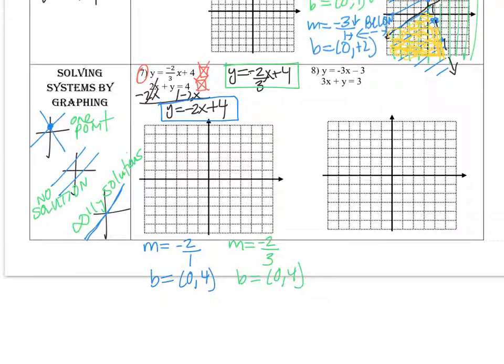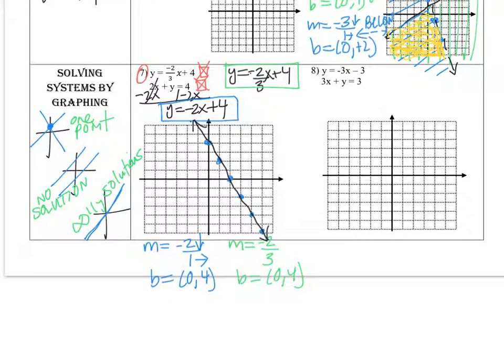So let's go blue first. We're going to start at 4 and then we'll go down 2, right 1. Down 2, right 1. Down 2, right 1. I'm just going to keep on going until the cows come home or I run out of graph. Okay, so here's one of my lines. Not the best line you ever saw. I hope yours is better.